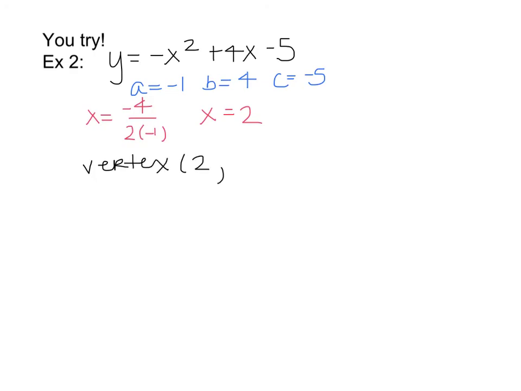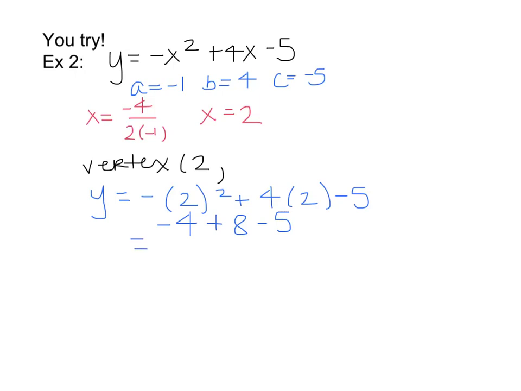So then to find the y part of my vertex, I take what x equals and I plug it in for x. So since the minus sign was out in front of the x, you don't do negative 2 squared, you do positive 2 squared and then you make it negative. So 2 squared gives me 4 and then bring down that minus sign out in front. 4 times 2 gives me 8 and then bring down the minus 5. So negative 4 plus 8 gives me positive 4, minus 5 gives me negative 1, so the y part of my vertex is negative 1.